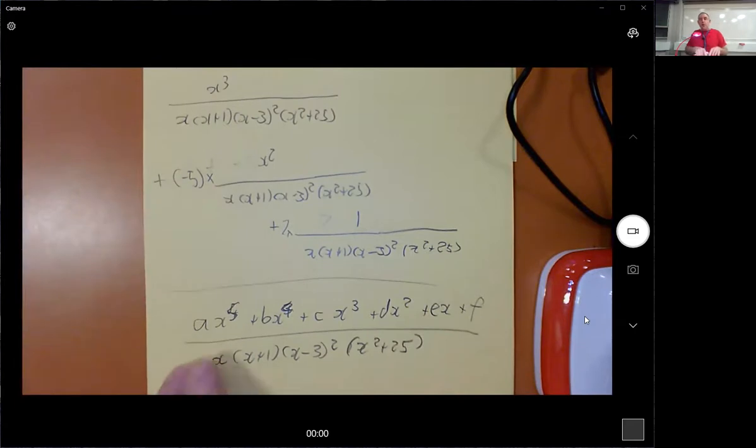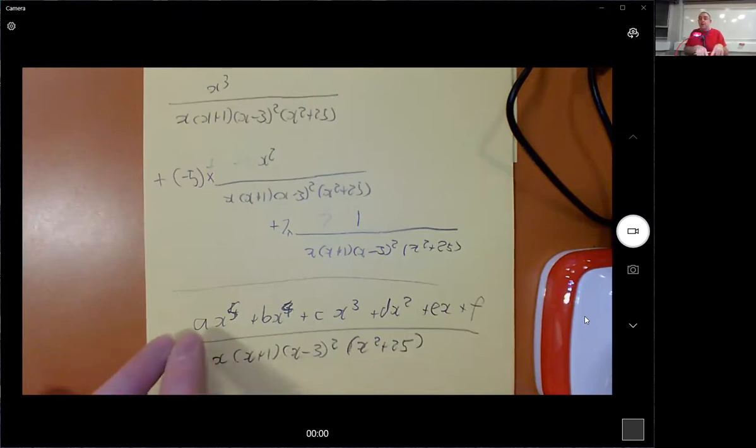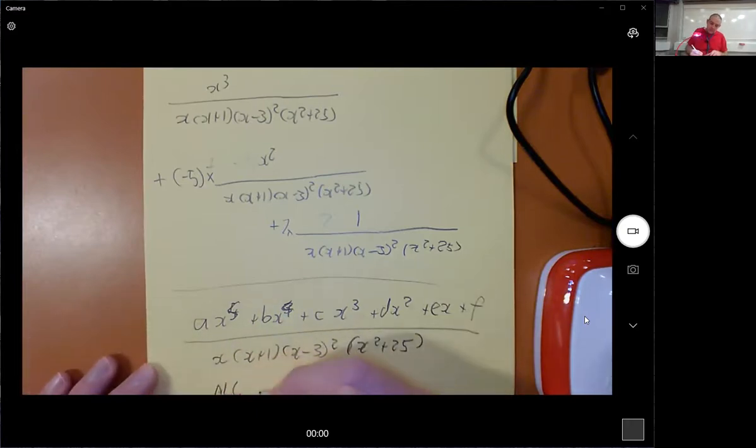These are all, every possible proper rational function that has this denominator is covered by this expression. If I choose different numbers for A, B, C, D, E, F, and if I choose all the possible numbers, then I will get all the possible rational functions. So this is all.